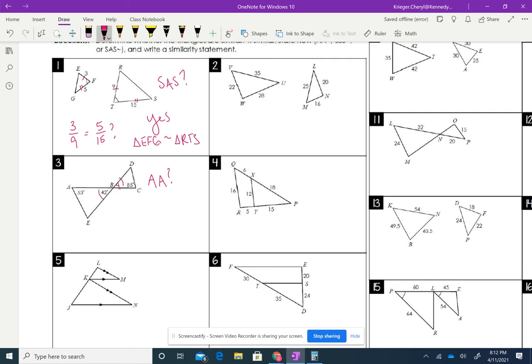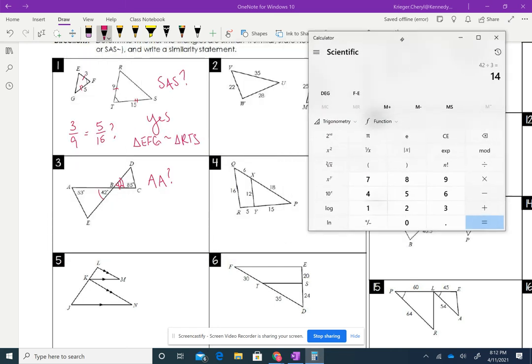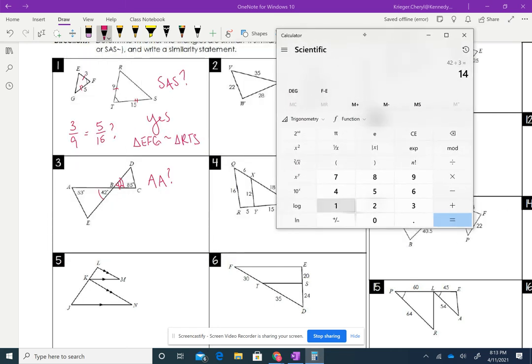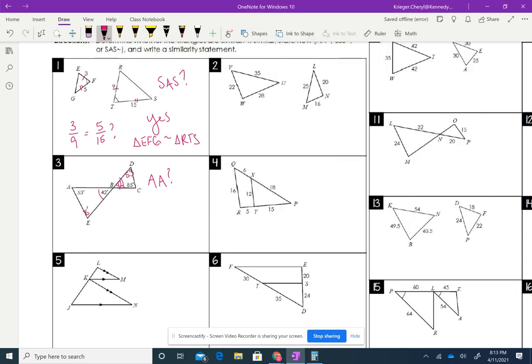This would have to be 42. Is 42 plus 85 plus 53 180? 85 and 42 plus 53 is 180. Good. So that makes this 53, and this has to be 85. So we're good. Let's say triangle ABE is similar to, A is 53, so that's DBC.